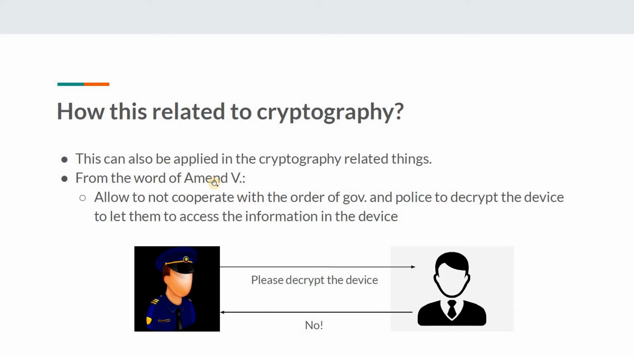But you will ask me how this is related to our topic, cryptography, because this can apply to cryptography-related things. Here we have a case, and from the wording of Amendment 5 you can see you are allowed to not cooperate with a government or police order to decrypt your device to let them access your information in the device. So you can see the example right here.